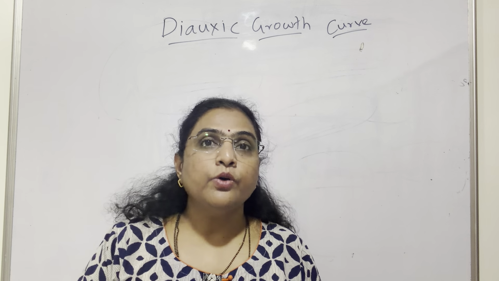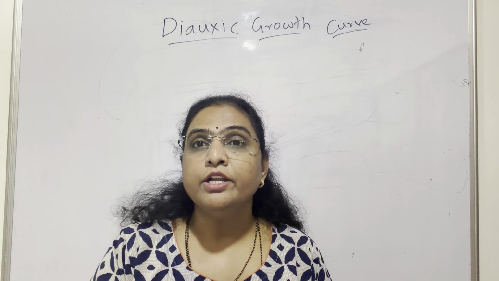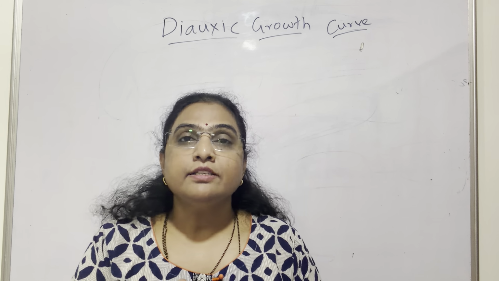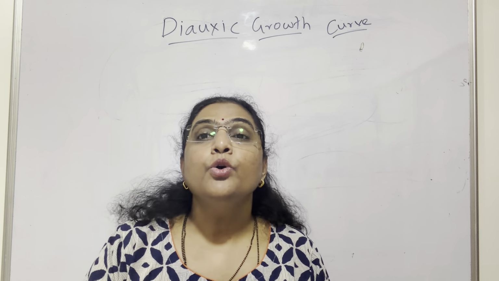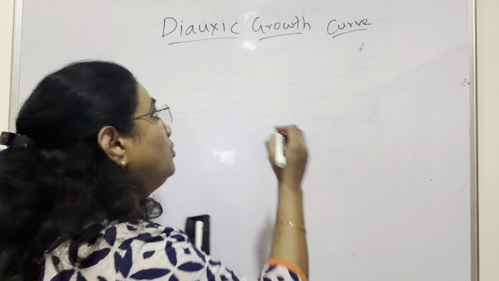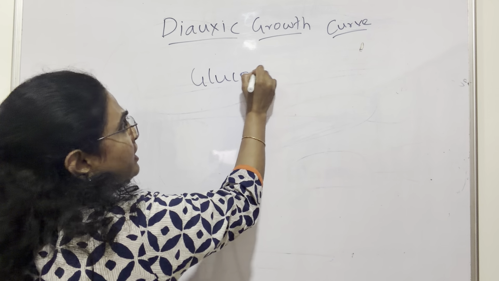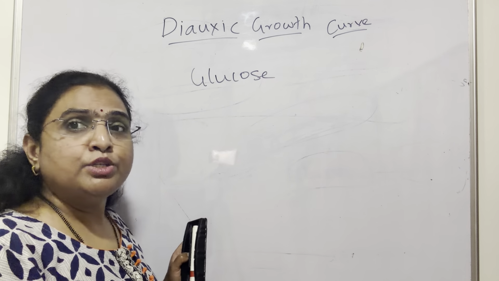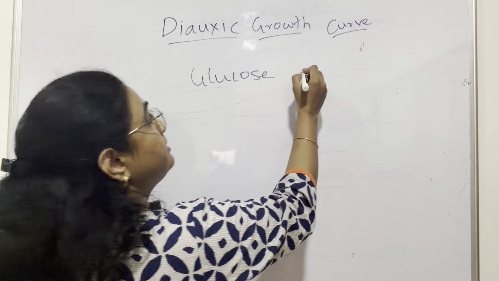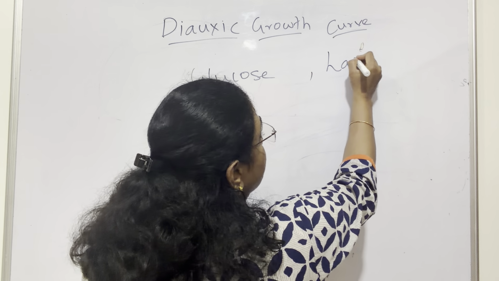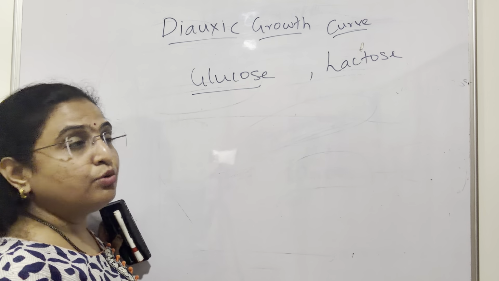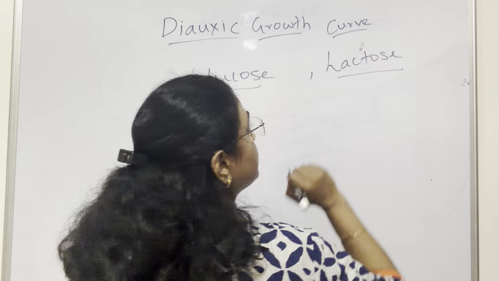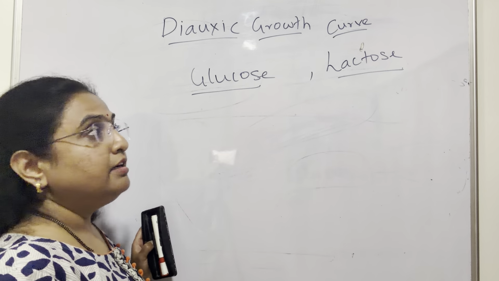This diauxic growth curve was first given by Jacques Monod. When these scientists were studying the diauxic growth curve, they utilized two sugars. One is glucose, and this glucose is the primary source of energy, and the second sugar which was used was lactose. So the first sugar used here is glucose, and the second sugar is a disaccharide, that is lactose.